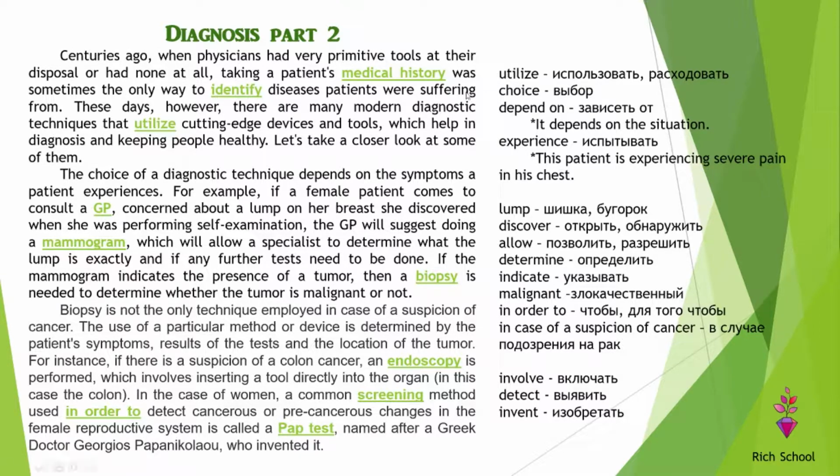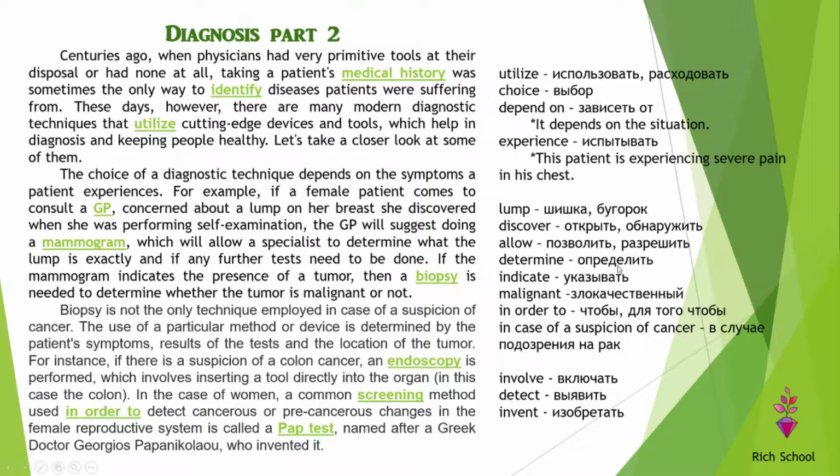Дальше, experience. Experience — это не только опыт, но и глагол испытывать. Кажется, я вам уже до этого давала, но тем не менее, это один из очень важных глаголов, который, кстати, нужно выучить на уровне pre-intermediate. This patient is experiencing severe pain in his chest. Этот пациент испытывает очень сильную боль в своей груди. Lump — это шишка или бугорок. Discover — открыть либо обнаружить. Есть, например, Discovery Channel, да, канал такой. Allow — позволить, разрешить. Например, я разрешаю своим детям играть на улице. I allow my children to play outside.